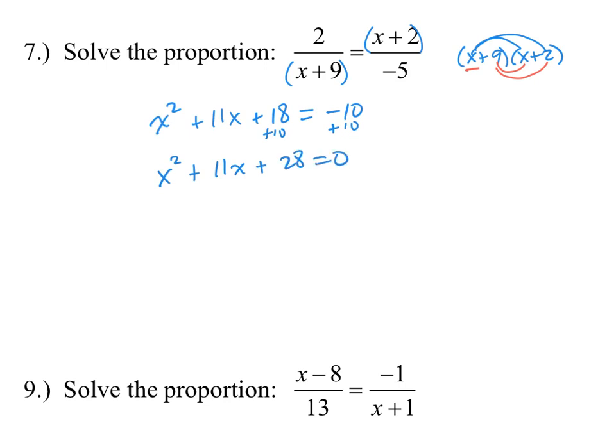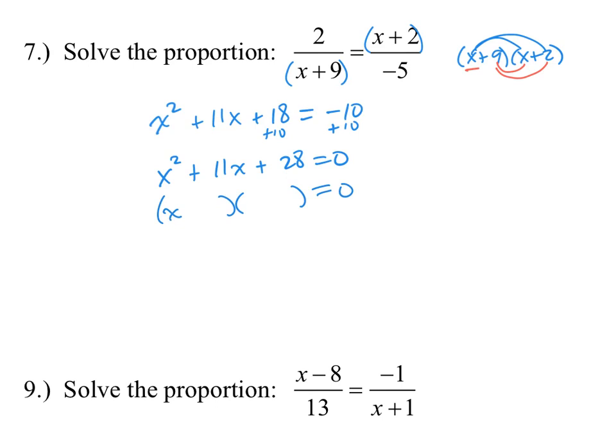So now we need to decide, are we going to solve this by factoring or using the quadratic formula? So look at this positive 28 and ask yourself, are there any factors of 28 that add up to 11? And there are 4 and 7. 4 times 7 is 28, and 4 plus 7 is 11. So I'm going to go ahead and factor the trinomial and set those factors equal to 0.